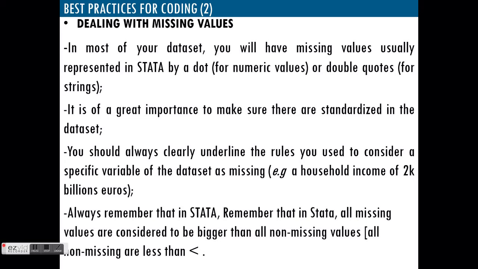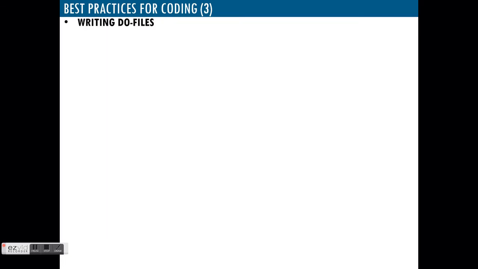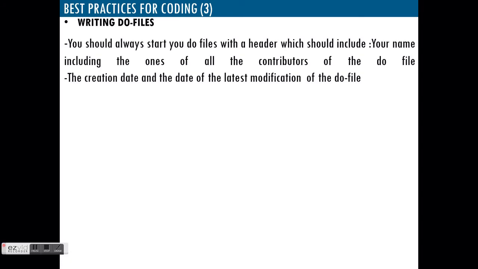Now, how do you write your do file? Always start your do file with your header. So when you start your do file, you always have to put your name, including all of your contributors. And in the do file, you always have to specify the date of the creation and the date of the latest modification.